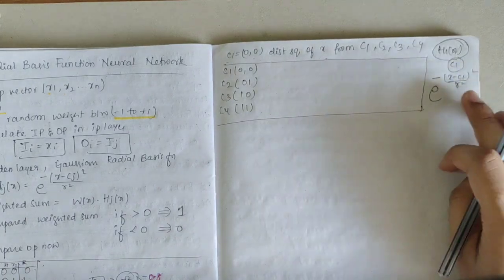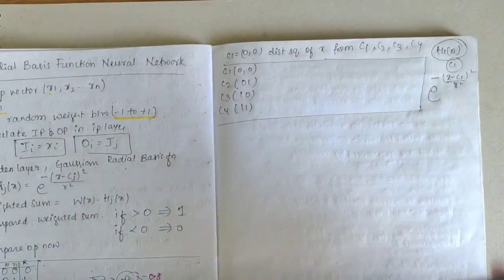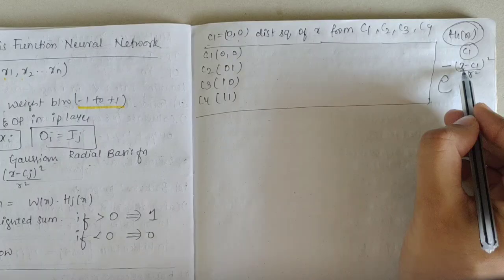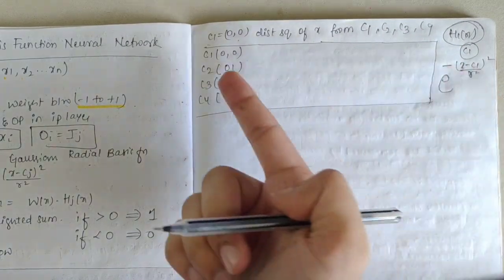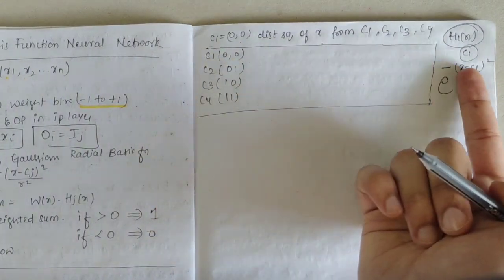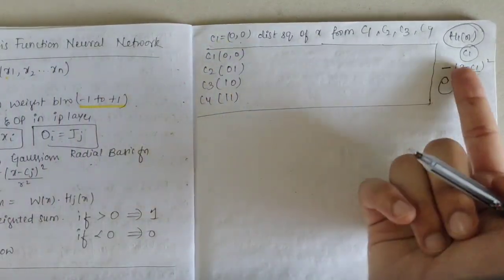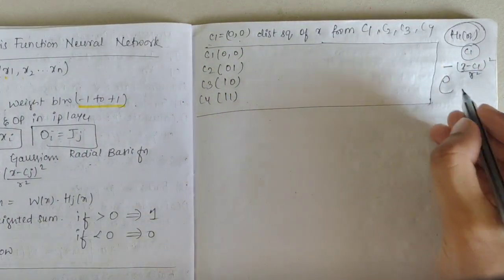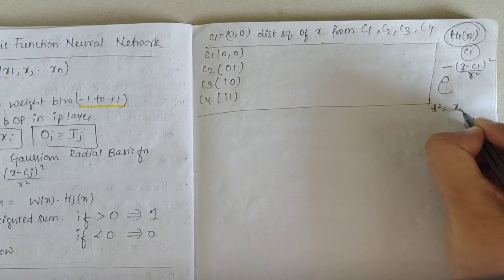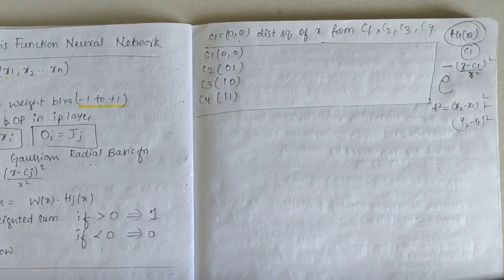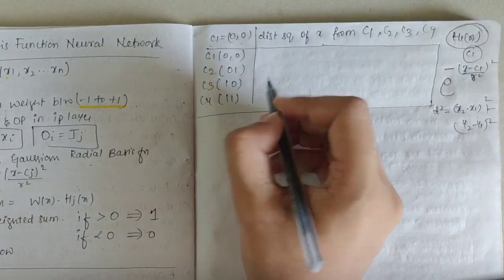My equation says that I need to find this particular value in order to get h1 of x. But I don't know what this x is. In order to calculate this x, we'll take the first instance as 0, 0 in place of x, then 0, 1, then 1, 0, and then 1, 1, and subtract it with this. We are basically finding the distance here, of the form d square is equal to x2 minus x1 whole square plus y2 minus y1 whole square. So I'll calculate the distance here.